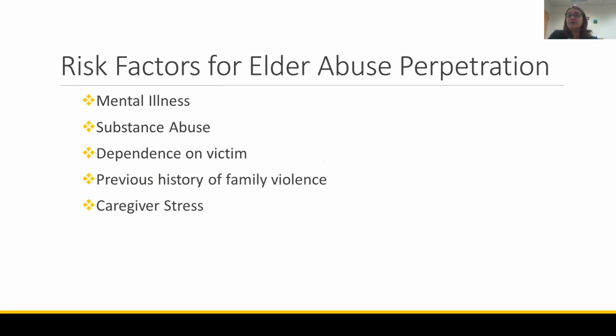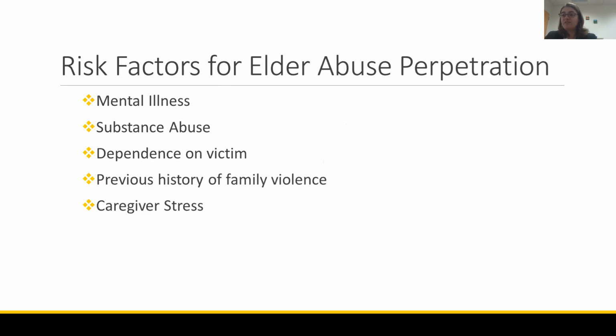And the risk factors for perpetrators are not dissimilar. Having mental illness, having substance abuse problems, very, very common among our perpetrators. Being dependent on the victim is something that, in the past decade or so, has been identified as being a really big risk factor. So being dependent on that victim for financial support, caregiving support, emotional support puts you at risk.